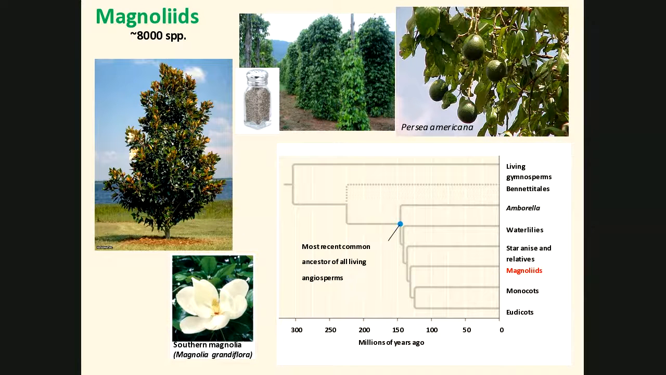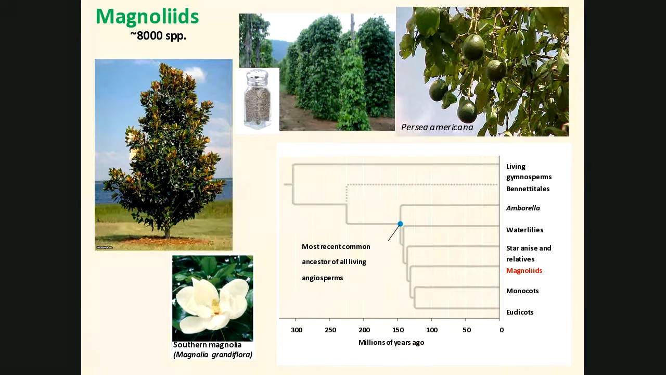Pepper, that's what I'm showing you up right. That's how pepper grows. Pepper is a magnoliid. Avocado, Persea americana, is in this group too. Obviously, these aren't ripe, but those are the magnoliids, about 8,000 species of those guys. And that's not the biggest group. All right, so we got the monocots.